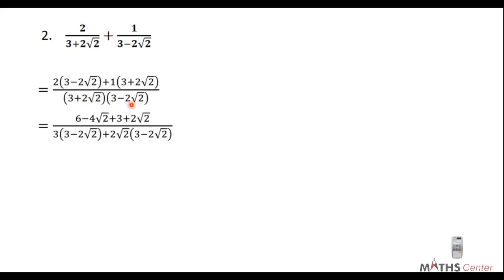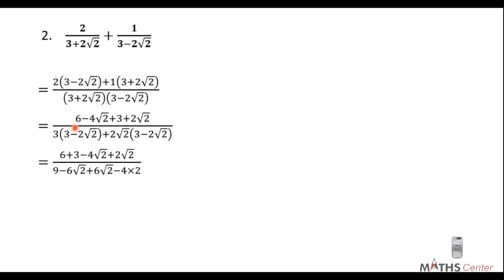You can see the denominator here is also a binomial. So we distribute what is in the first bracket over what is in the second bracket. So 3, which is the first term here, will multiply everything in the second bracket, which is 3 minus 2 root 2. Then plus 2 root 2, which is the second term here, will multiply everything in the second bracket, 3 minus 2 root 2.